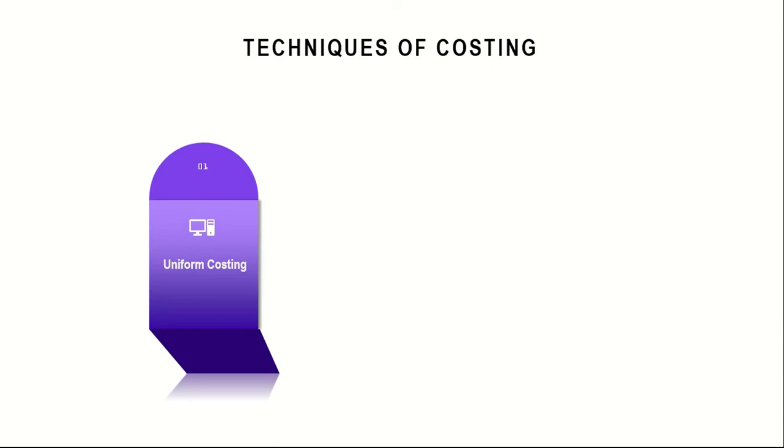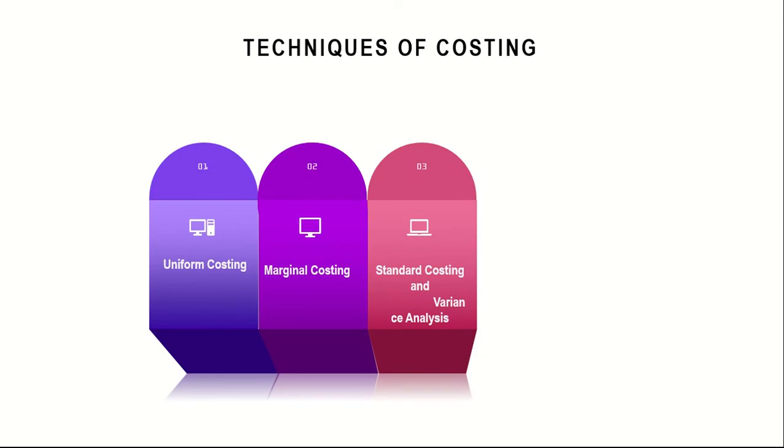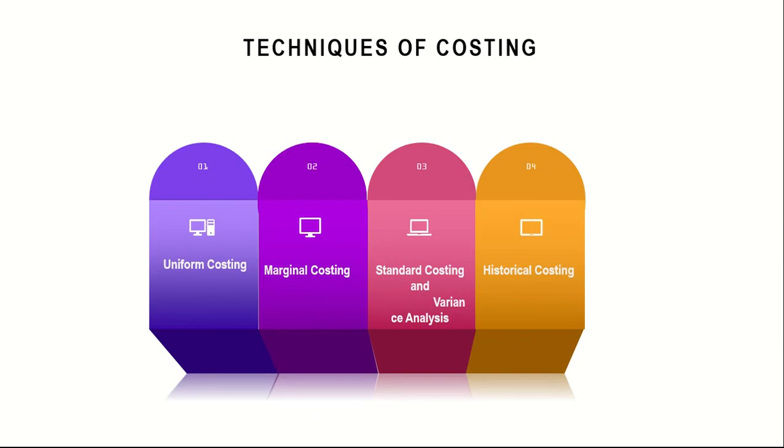2. Marginal costing. It is defined as the ascertainment of marginal cost by differentiating between fixed and variable cost. It is useful to ascertain the effect of changes in volume or type of output on profit. 3. Standard costing and variance analysis. It is whereby standard costs are predetermined and subsequently compared with the recorded actual cost. 4. Historical costing. It is the ascertainment of cost after they have been incurred.